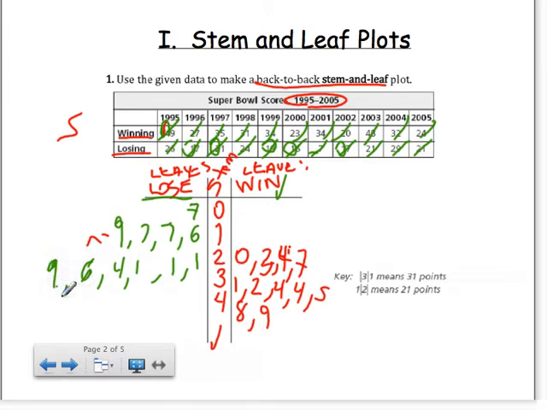As you can see, the numbers are still ordered from least to greatest, and the stems still represent the tens place, and the leaves still represent the ones place. So this is what the stem and leaf plot should look like for that data.